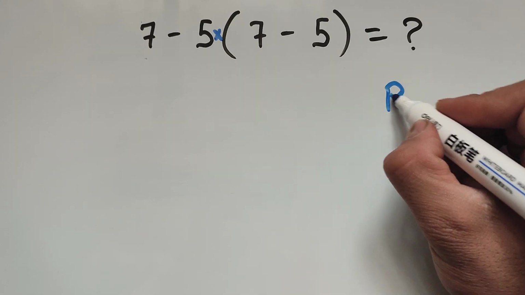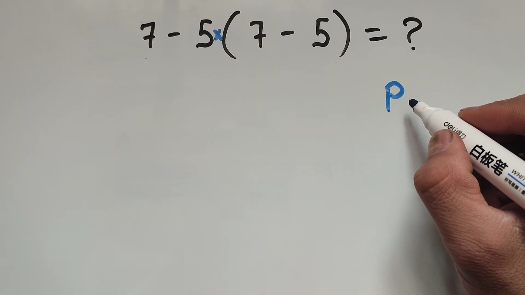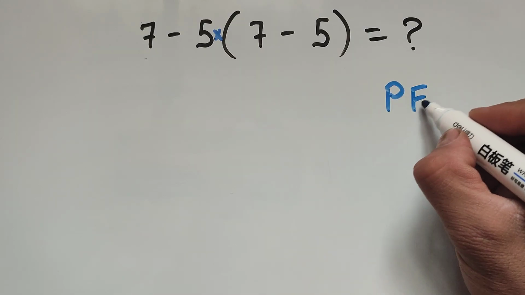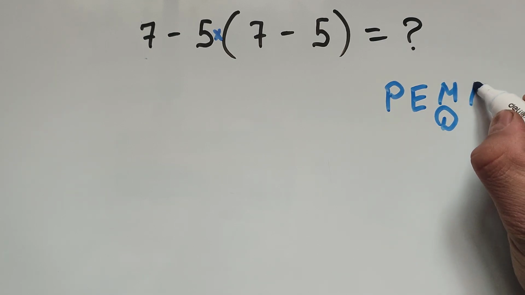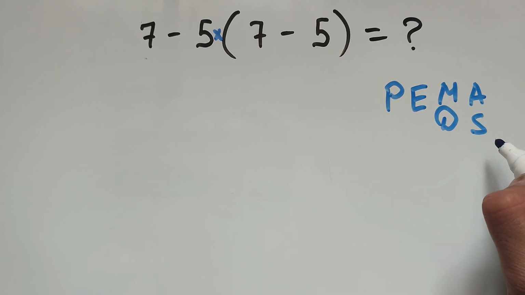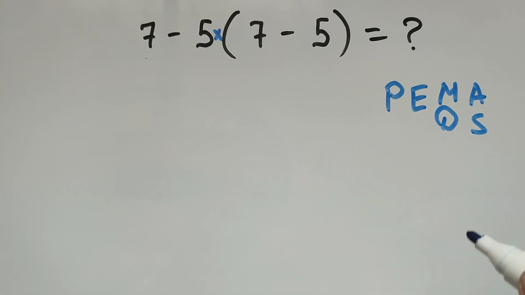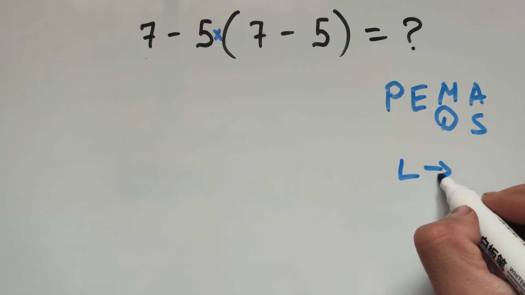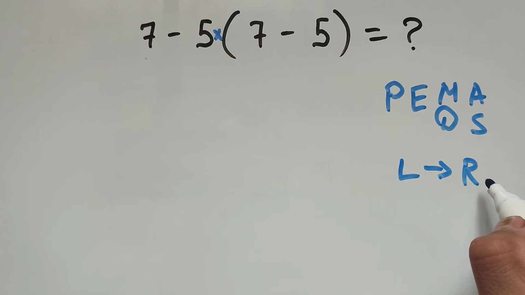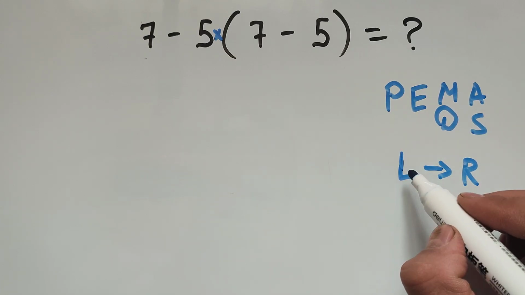inside the parentheses. After that, if there is any exponent, we have to work the exponents, and then multiplication and division, and finally addition or subtraction. Here multiplication and division have equal priority. That's why we have to begin to work from left to right. And the same rule applies for addition and subtraction.